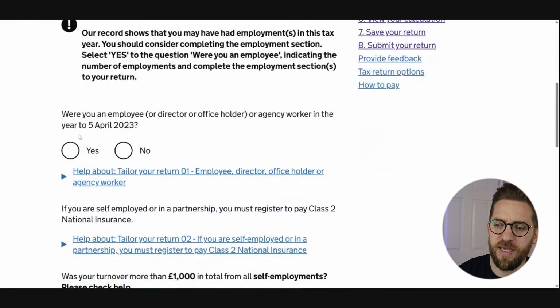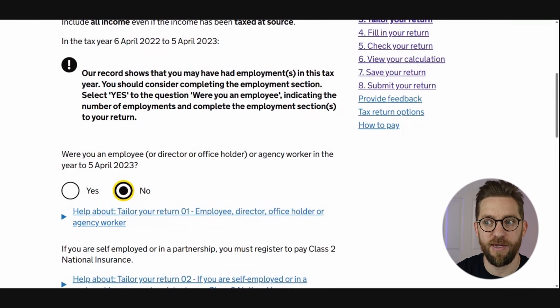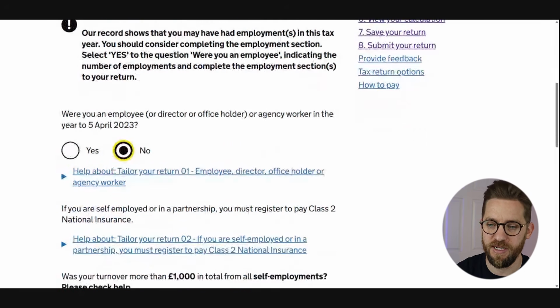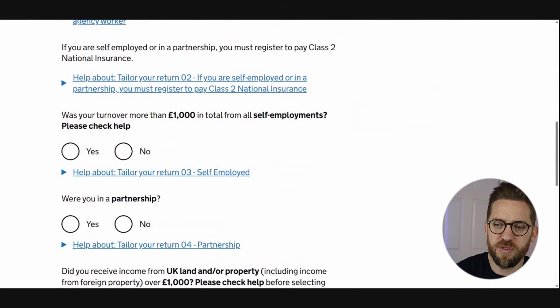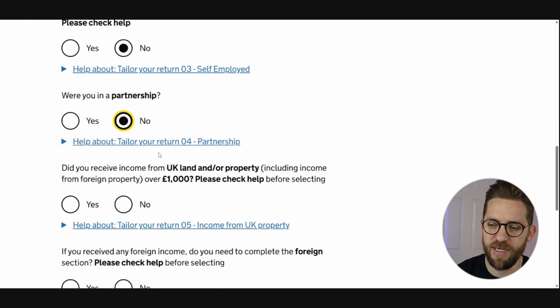Were you an employee or agency worker in the year to April? I'm going to say no, despite the fact that HMRC already know in this example that I was an employee of a company. Was your turnover more than £1,000 from self-employment? Were you in a partnership? A partnership is typically 2 or more self-employed people working together, but they'll normally have a partnership agreement, so you would know if you were in a partnership.